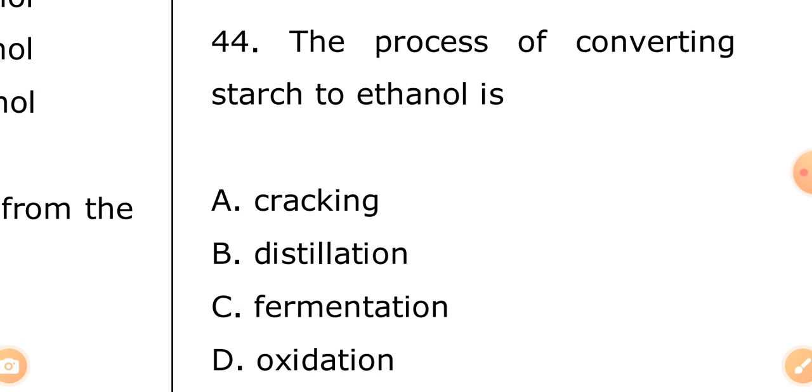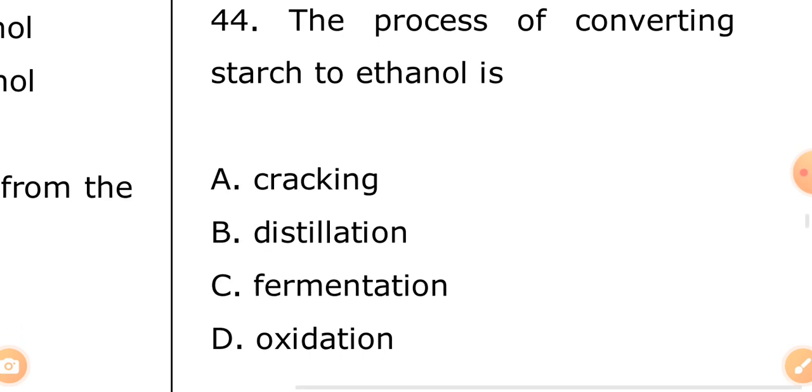The process of converting starch to ethanol is dash. A. Cracking. B. Distillation. C. Fermentation. D. Oxidation. The answer is C, Fermentation.